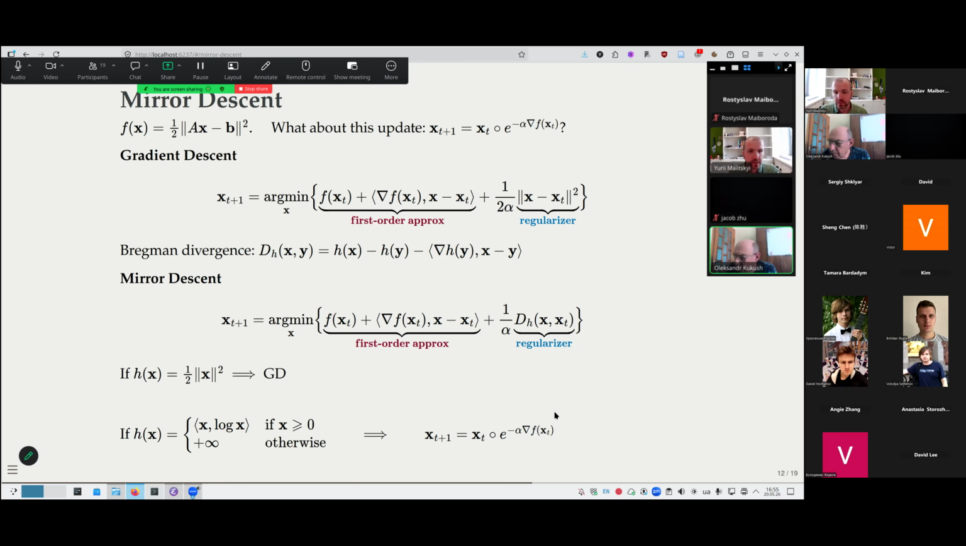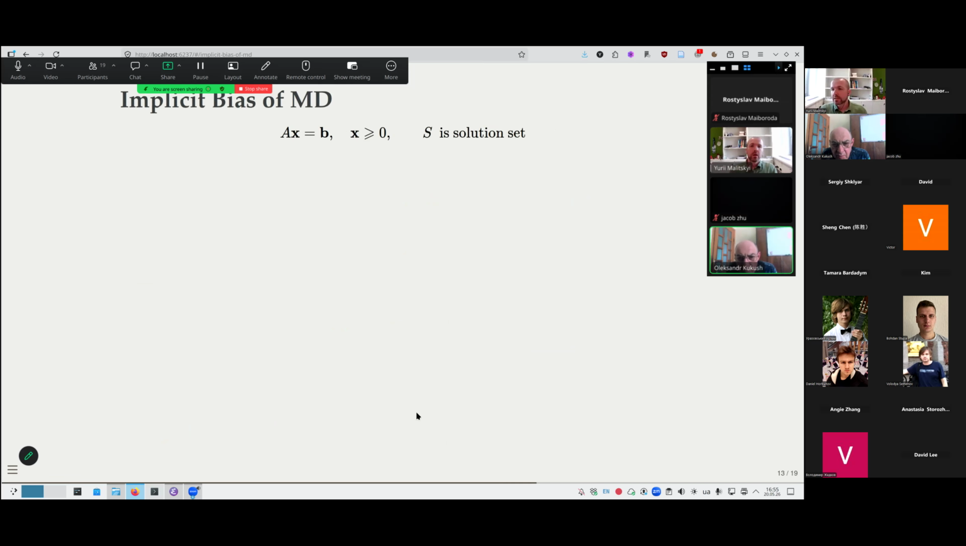Okay, so this is the algorithm. Basically, the algorithm that is an approximation of that horrible thing is well known. It's called mirror descent, if we consider entropy on the non-negative orthant. Okay, so let's understand why we have implicit bias for this algorithm. So this is our problem, and we denote by S the solution set.